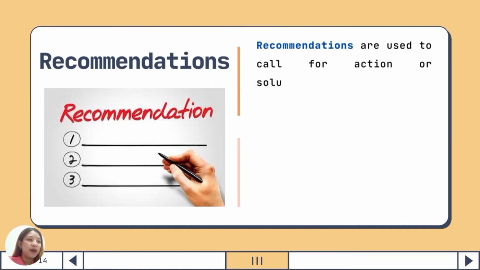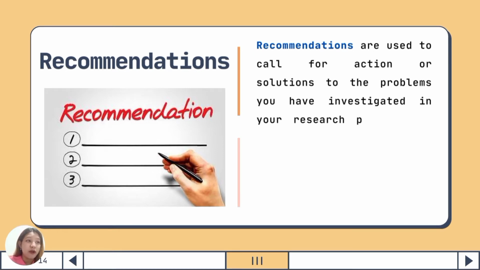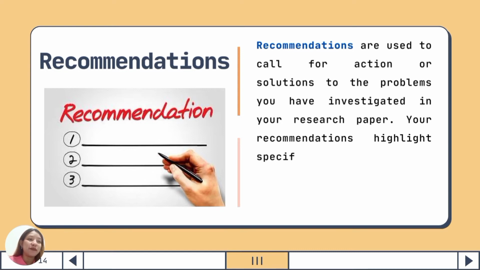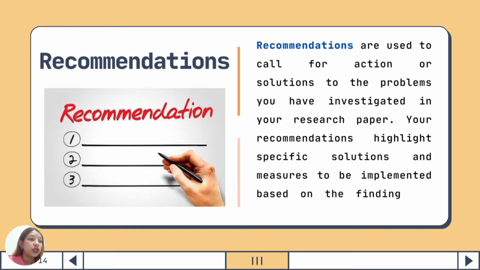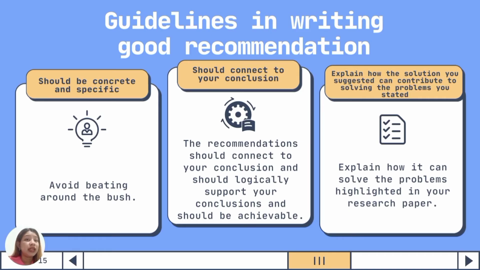You are right. That part is recommendation. Recommendations are used to call for action or solutions to the problems you have investigated in your research paper. Your recommendations should highlight specific solutions and measures to be implemented based on the findings of your research. Here are a few guidelines to enable you to write a good recommendation for your research paper.